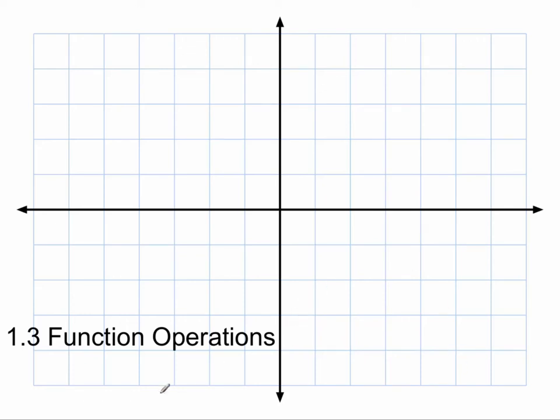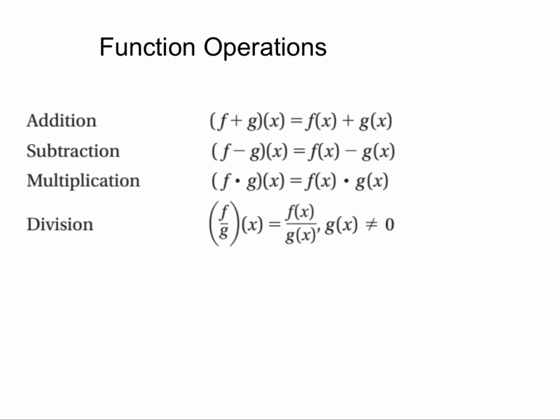Let's review some basic function operations. If I have two functions, f of x and g of x, and I want to add them, then I will say f plus g evaluated at x is equal to f evaluated at x plus g evaluated at x. If I wanted to subtract, f minus g evaluated at x, then I could do that by subtracting f of x minus g of x.